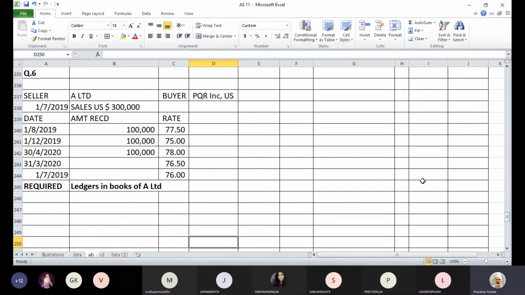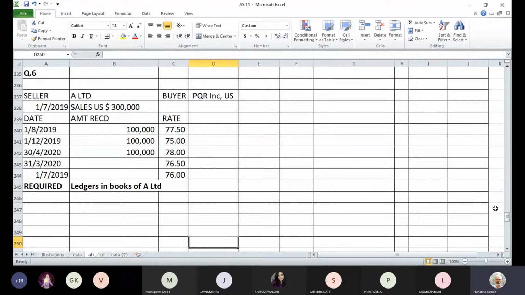So good morning, everybody, and we'll begin with the next question on Accounting Standard 11 that deals with foreign currency transactions, how to account for foreign currency transactions. That is the topic under discussion. So we have the details of dealing between two parties. A Limited is a seller and buyer is US based PQR Incorporated.